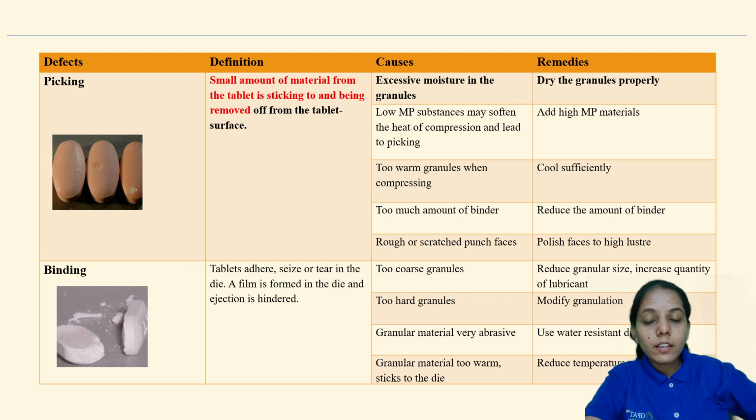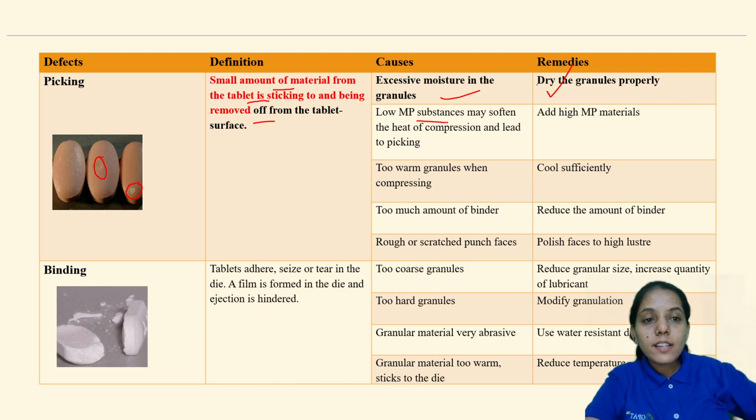Next is picking. So here you can see a little amount of the part is sticking, so we call it picking. A small amount of material from the tablet is sticking and being removed off from the tablet surface. Here you can see some white patches. Why does that happen? Again, excessive moisture in the granules. If it is, then we have to dry the granules properly.